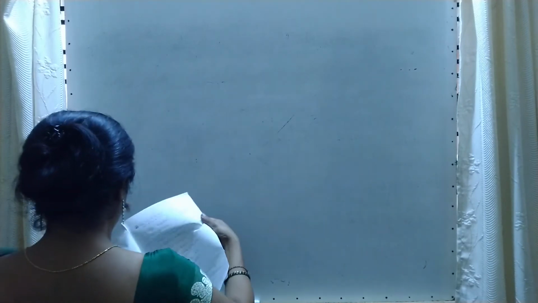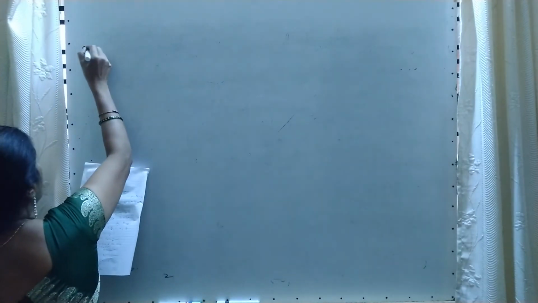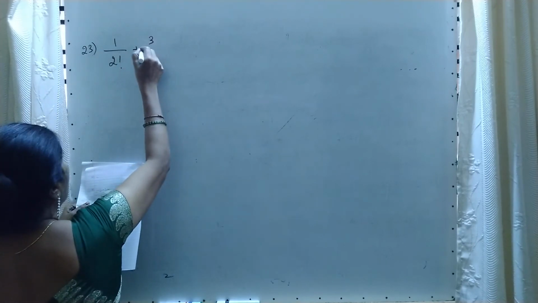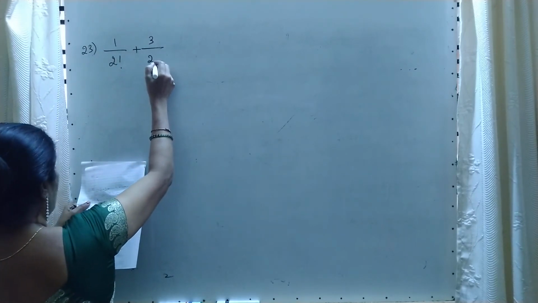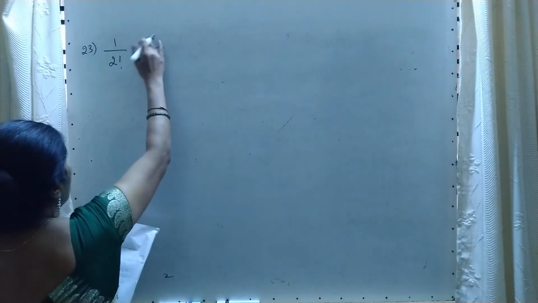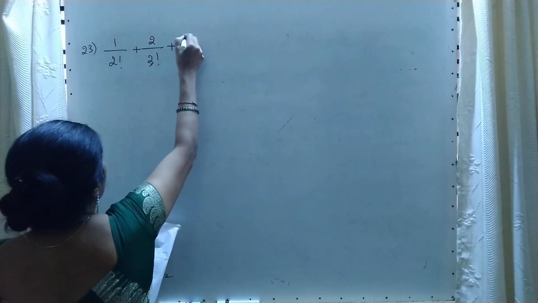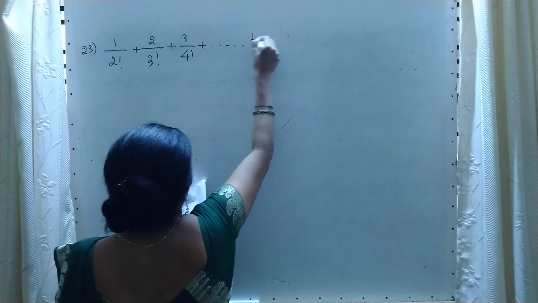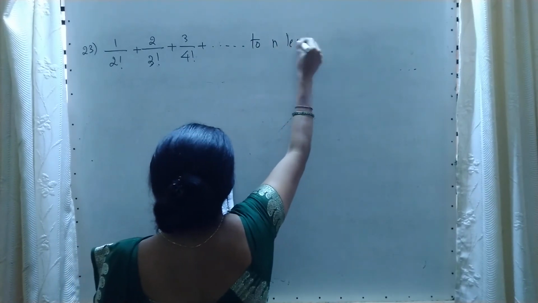Next, moving to the next question. Question number 23. 1 upon 2 factorial, next 2 upon 3 factorial, 3 upon 4 factorial, continuation up to n terms. That is the sum up to n terms.